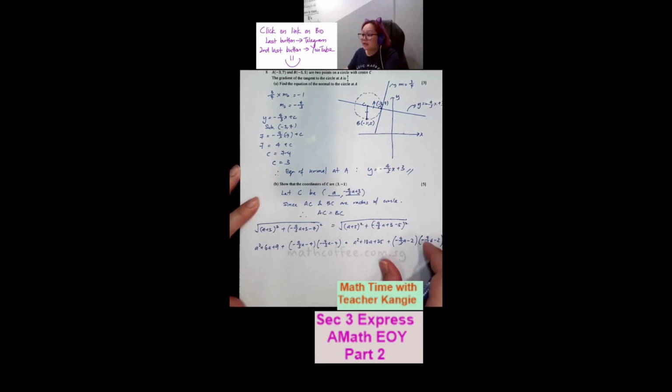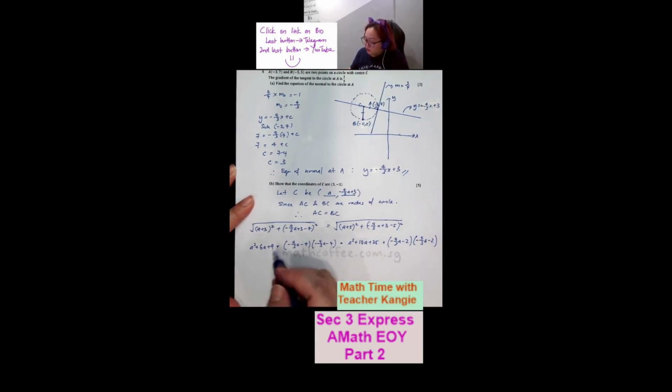Now it will be easier to expand. This one remains the same, A square plus 6A plus 9. So let's do the expansion for this one. Since this is a plus, you have not much of an issue. If this is a minus, then you have to put brackets. Since it's a plus, I don't need to put brackets anymore.